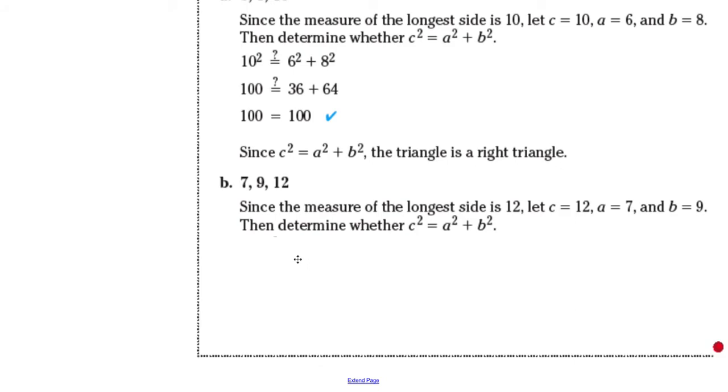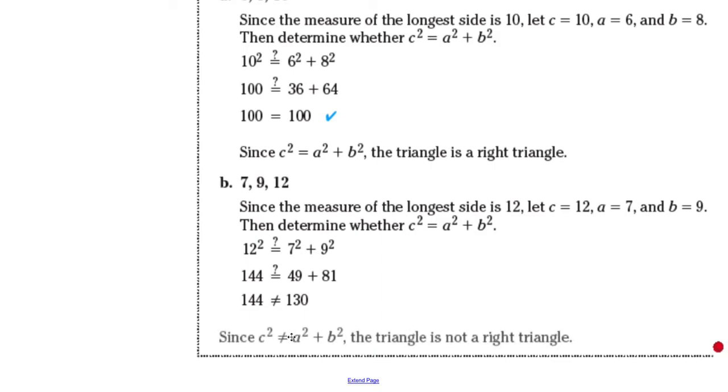We want to find out. So we now have 12 squared. Is it equal to 7 squared plus 9 squared? We have 144. Is it equal to 49 plus 81? The answer would be no, because 144 is not equal to 130. Therefore, in this case, c squared is not equal to a squared plus b squared, so it is not a right triangle. Okay, and let's take a look at the last example.